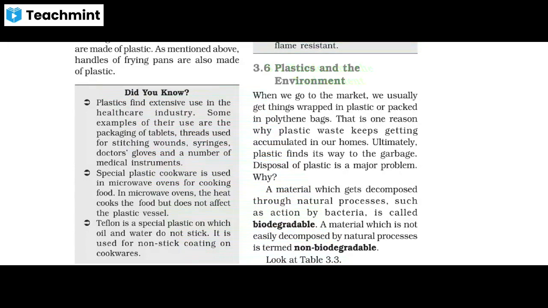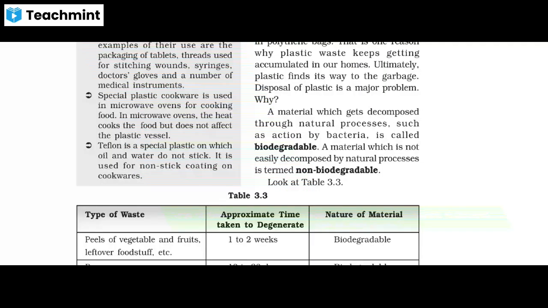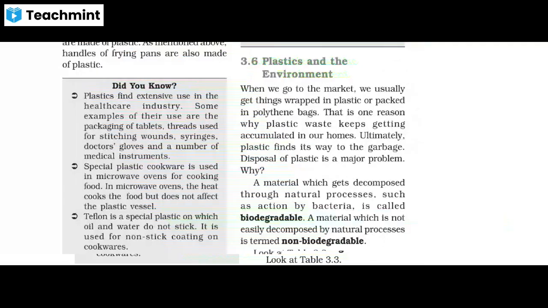The material we are using, Teflon, is a special plastic on which oil and water do not stick. What we used to call non-stick pans, non-stick cookware, non-stick utensils, those are made up of Teflon plastic. That Teflon plastic is non-reactive to oil as well as water. Those are non-stick cooking utensils. And now we'll go to plastic and the environment.